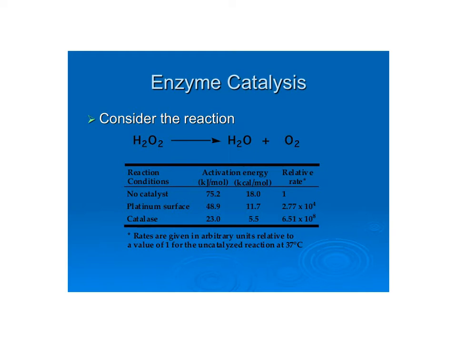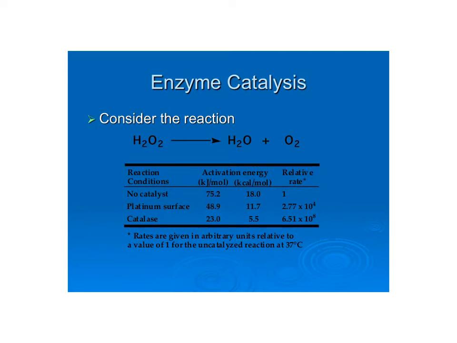It does break down on its own. Without a catalyst, here's the relative activation energy, 75 kilojoules per mole. You can break this down inorganically by just using platinum, which, for those who've already had organic chemistry, is kind of similar to the whole hydrogenation reaction. The platinum surface actually decreases it to 48.9. It makes the relative rate now 10 to the power 4 times faster by decreasing it by about 26 kilojoules.